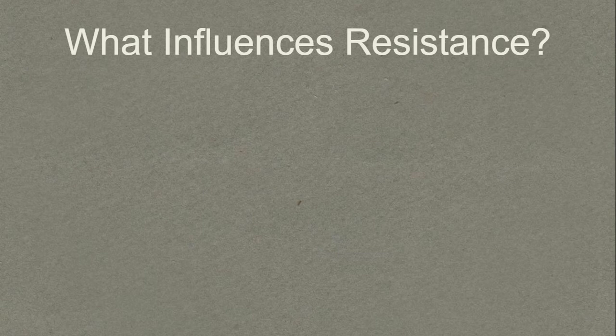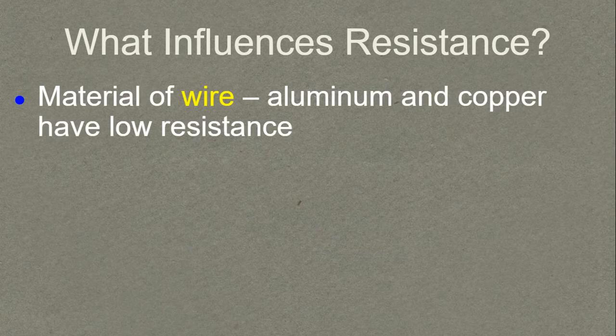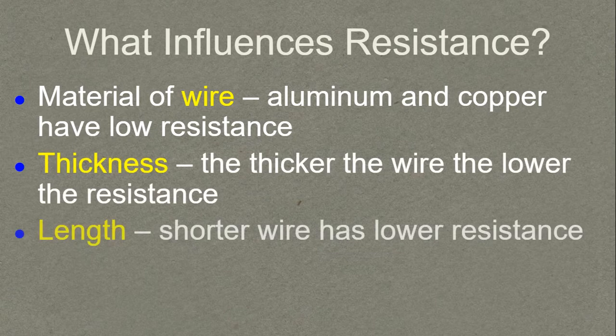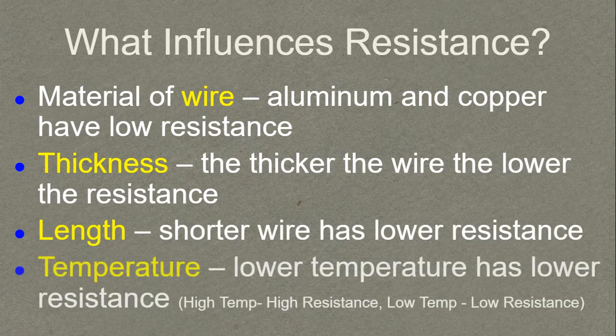All right, so what influences resistance? The material of the wire: aluminum and copper have a low resistance. Thickness: the thicker the wire is, the lower the resistance is. The length: the shorter the wire is, the lower the resistance. And the temperature: the lower the temperature, the lower the resistance. So high temperatures have high resistance and low temperatures have low resistance.